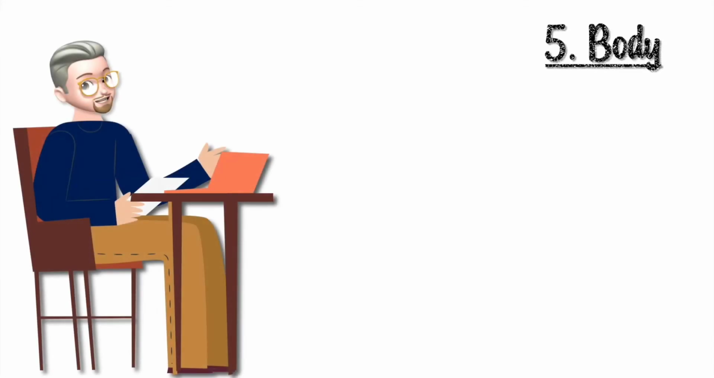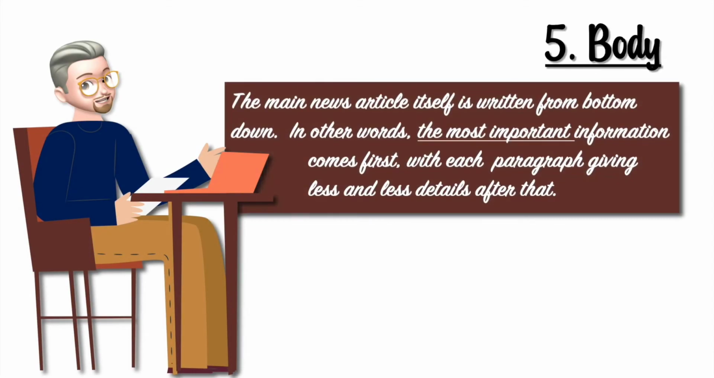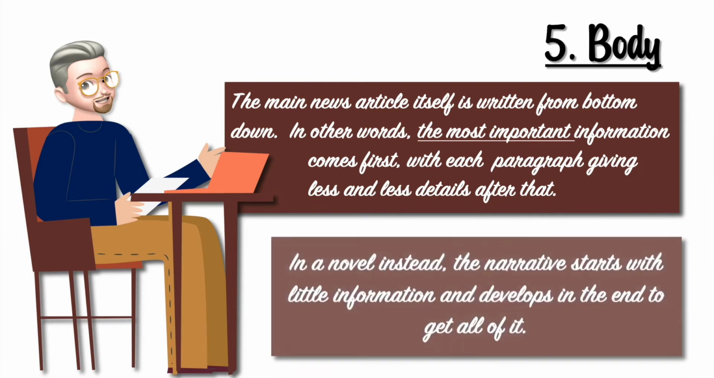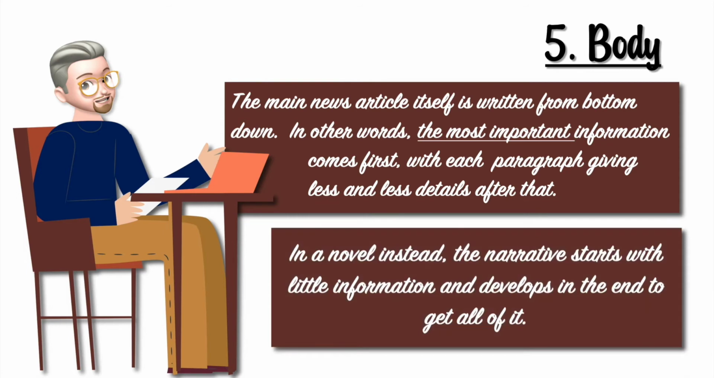Let's talk about the body now. The main news article itself is written from the bottom down. In other words, the most important information comes first, with each paragraph giving less and less details after that. In a novel instead, the narrative starts with little information and develops in the end to get all of it.